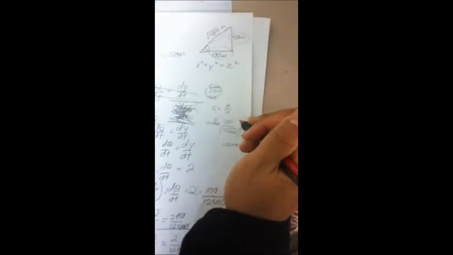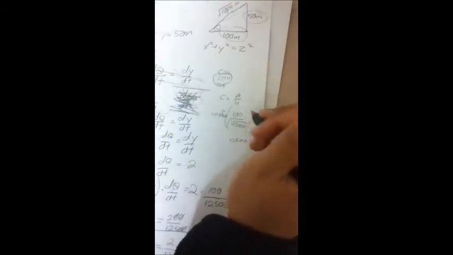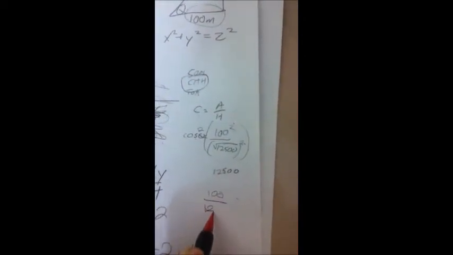In order to figure out what cosine theta is, you'd use the formula cosine equals adjacent over hypotenuse. Looking at the triangle, adjacent would be 100 over the hypotenuse. Then when you square it, you square everything, so you end up with 100 squared over 12,500. Sorry.